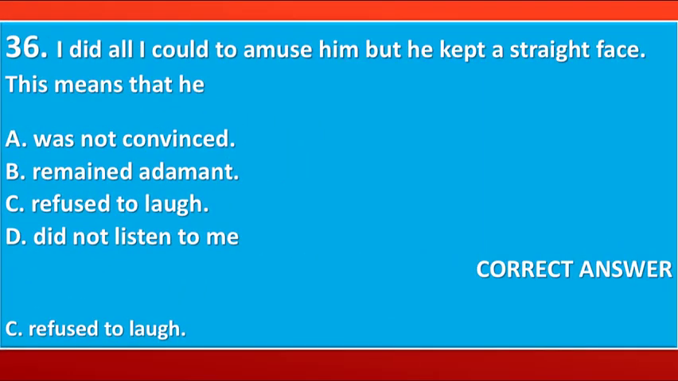Question 36. I did all I could to amuse him, but he kept a straight face. This means that he A. was not convinced. B. remained adamant. C. refused to laugh. D. did not listen. The correct answer to this question is C. I did all I could to amuse him, but he kept a straight face. This means that he refused to laugh.